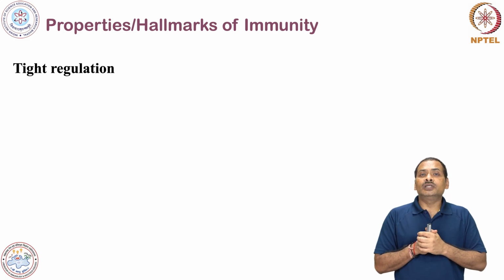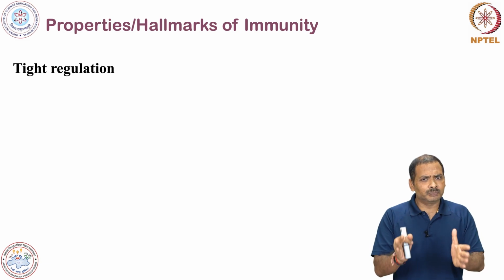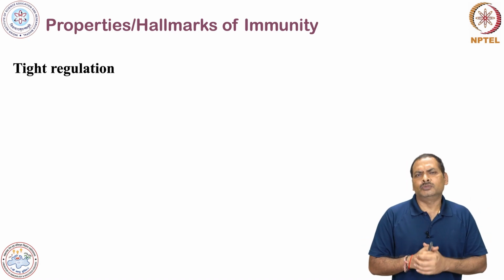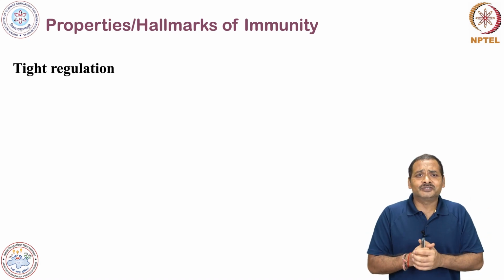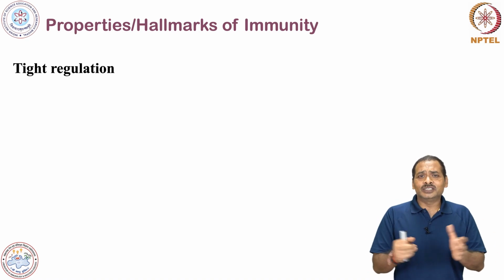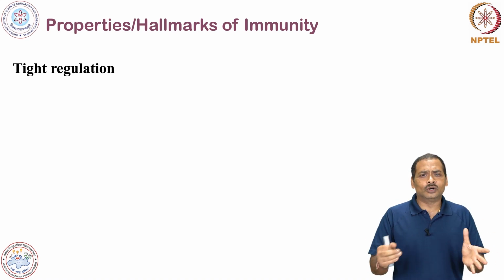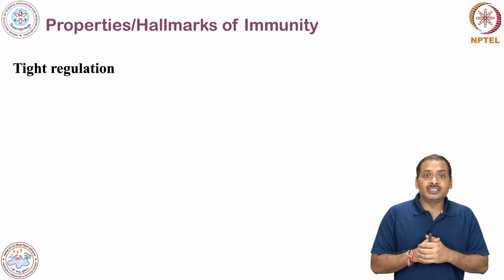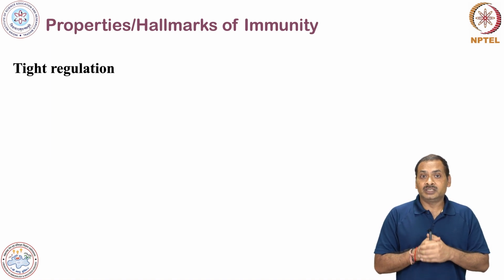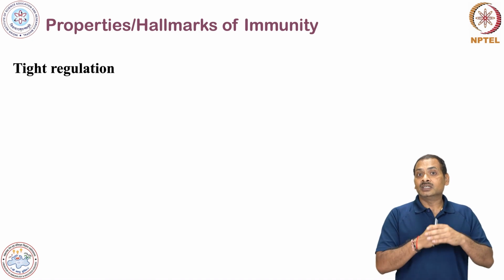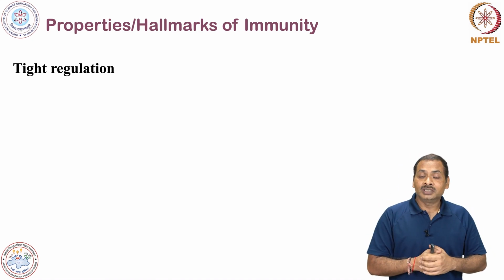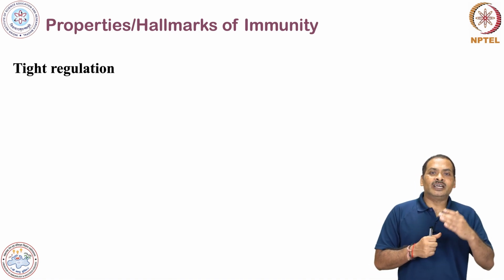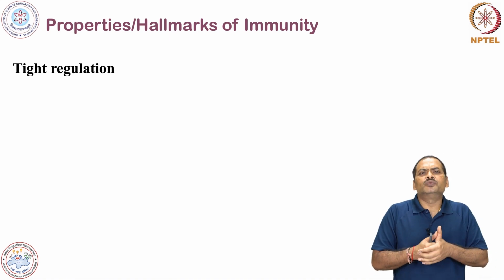Tight regulation is not only important for immunity, but for all kinds of biological systems, or even non-biological systems. If you don't have tight regulation, it will create havoc in the system, right? Here the tight regulation is very, very important. If there is no tight regulation, that may again result in the development of autoimmune disease. Tight regulation can be achieved at various levels.